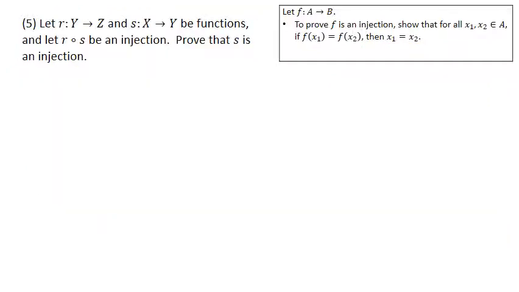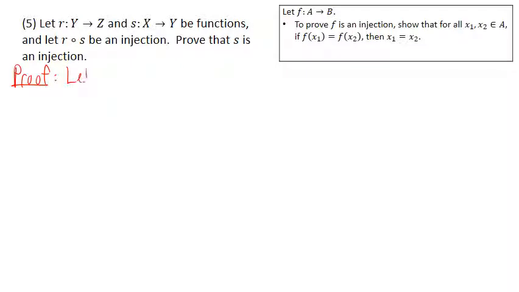Okay, so let's look at number 5 here. Let R from Y to Z and S from X to Y be functions, and let R composed with S be an injection. Prove that S is an injection. This is a little bit of an unusual question, but I'm just going to approach it the same way I always approach proving that something is an injection. So in other words, proof.